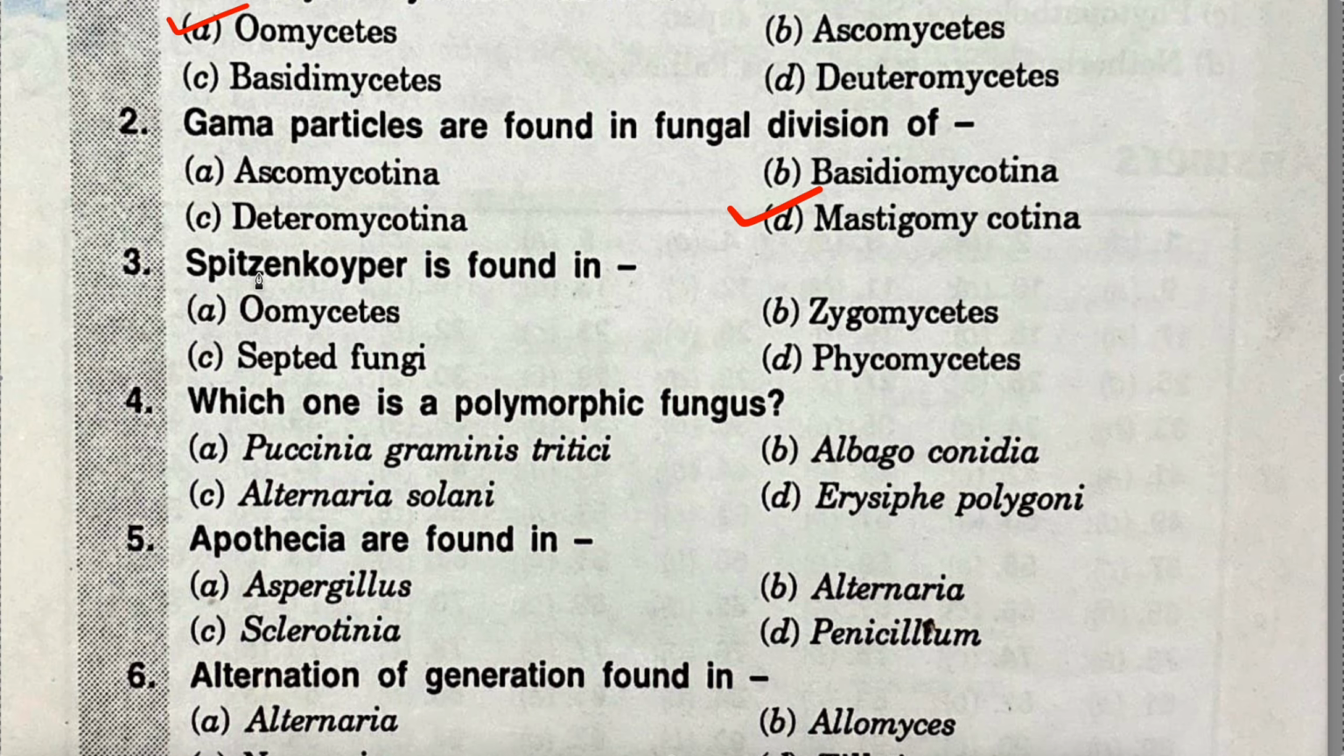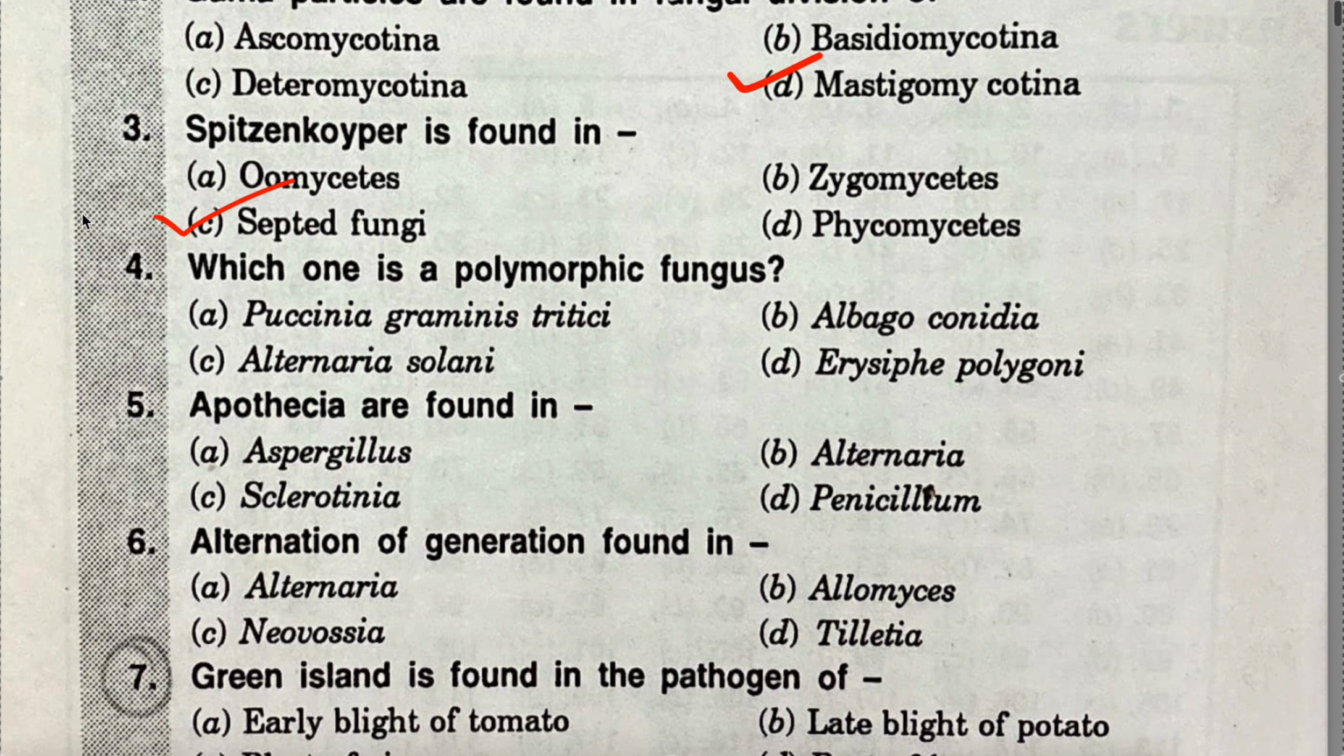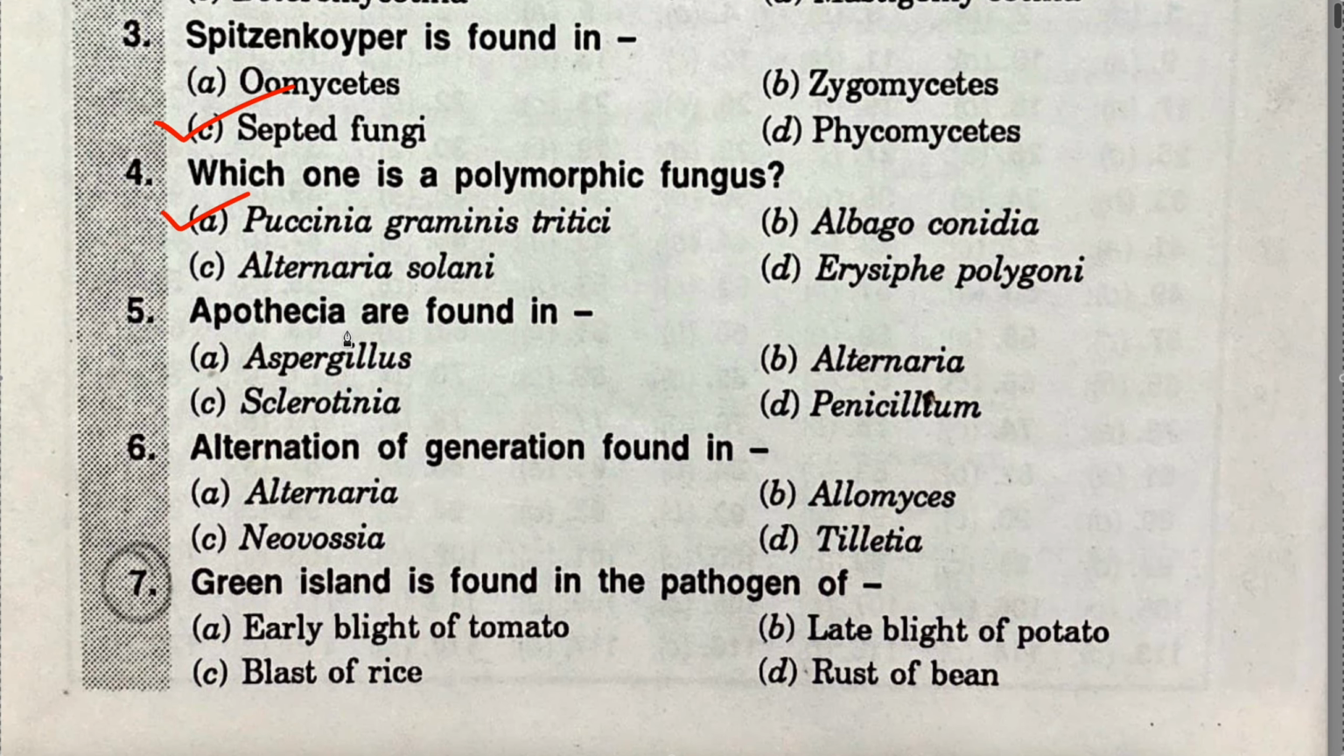Question 3. Spitzenkörper is found in oomycetes, zygomycetes, septate fungi or phycomycetes. Answer is septate fungi. Question 4. Which one is a polymorphic fungus? Buxenia, albugo, alternaria or ericephae? Answer is Buxenia.